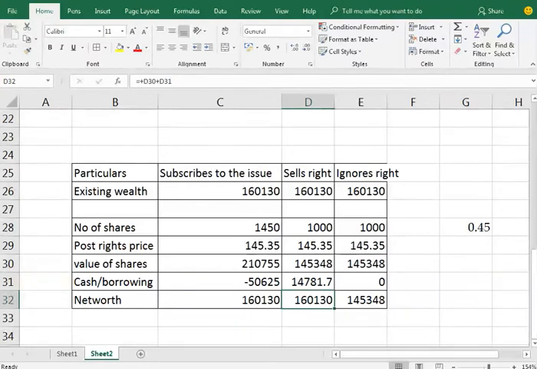The rights ratio is 0.45:1. Any doubts? Now you can show this analysis. You can do it in the same format, instead of copying it, you end up doing it and then check.